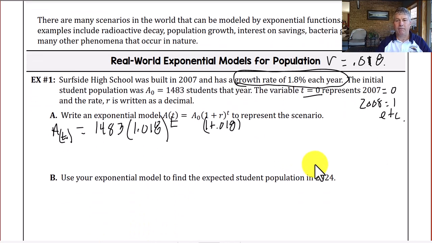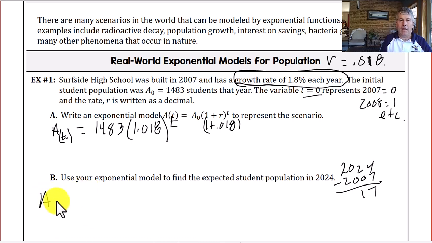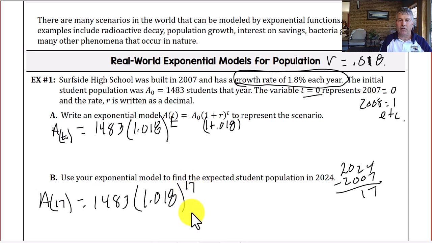We've taken care of problem A. On B, it says use your model to find the expected student population in 2024. Well, remember that 2007 is year 0, 2008 would be year 1, so a little subtraction, 2024 minus 2007, and we get 17 years. So A sub 17 equals 1483 times 1.018, all raised to the 17th power.